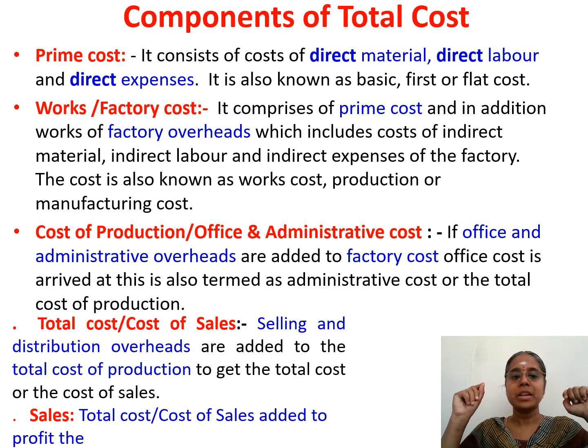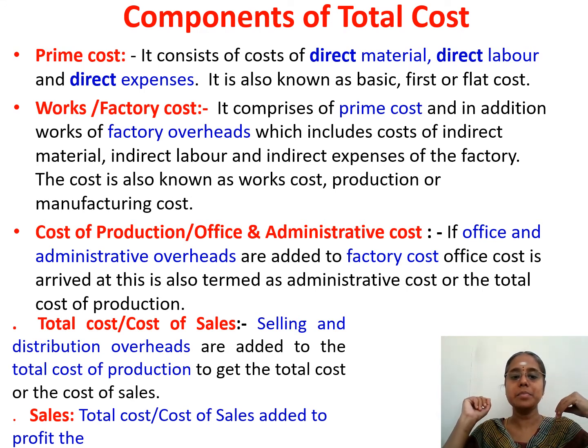So next, the third item in the cost sheet is cost of production or office and administrative cost. In this, the factory cost is added along with the office and administrative expenses. So this is termed as cost of production. After including the administration, you get the total cost of production. There it is production cost and here it is cost of production. So these terms you have to be very careful with. It is also called office and administrative cost or total cost of production.